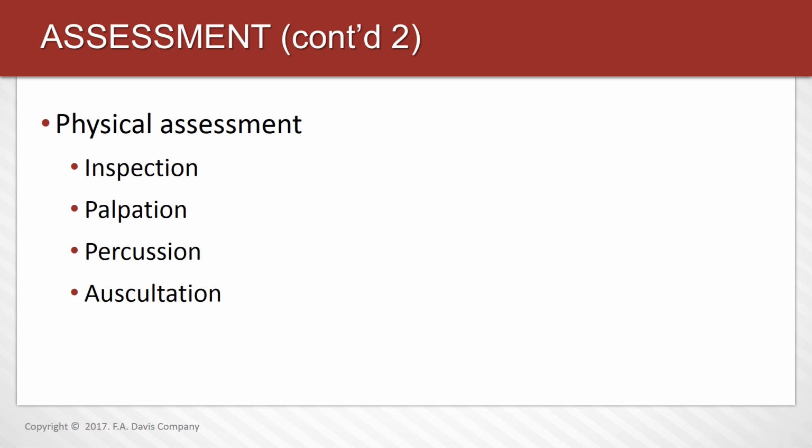You're going to look at any abnormalities in the patient's consciousness, because if they don't have enough oxygen, they may not be alert. And orientation, because that can indicate hypoxia.